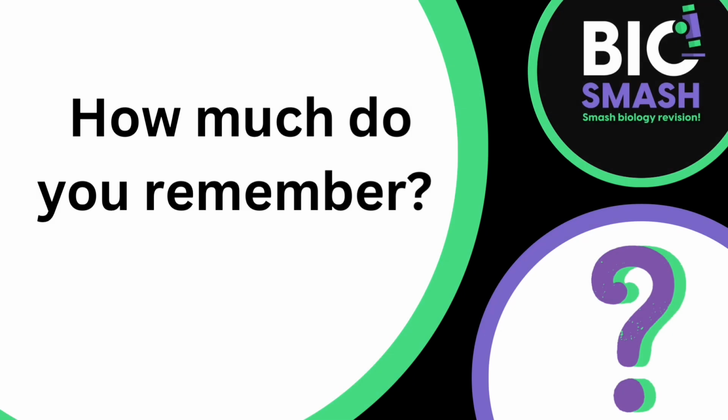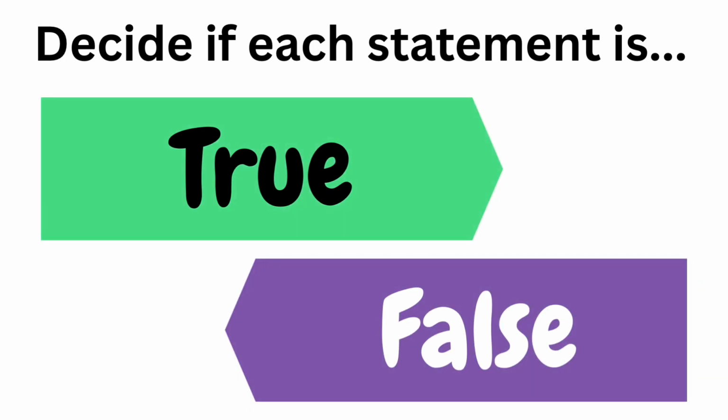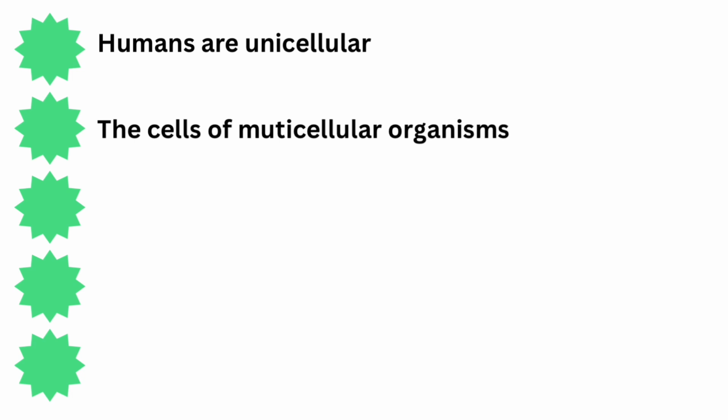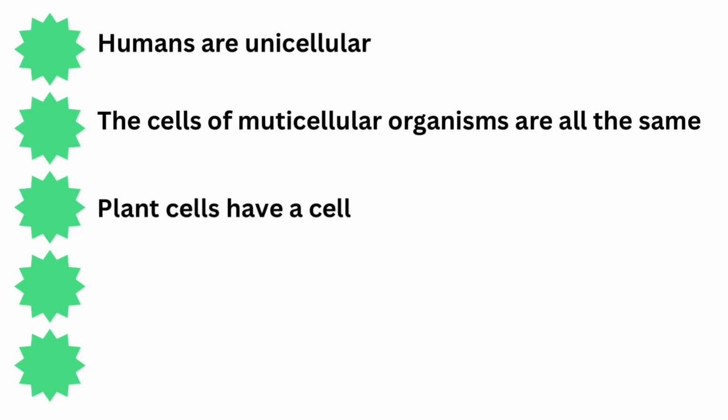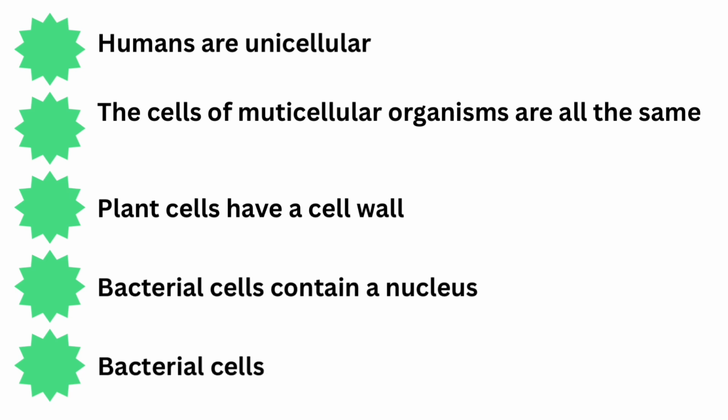Let's finish with a quick quiz to see how much you've understood and remembered. I'm going to show you 5 different statements. You need to decide if each statement is true or false. So let's get started. Number 1, humans are unicellular. Is that true or false? Number 2, the cells of multicellular organisms are all the same as each other. Number 3, plant cells have a cell wall. Number 4, bacterial cells contain a nucleus. And number 5, bacterial cells contain a cell membrane.